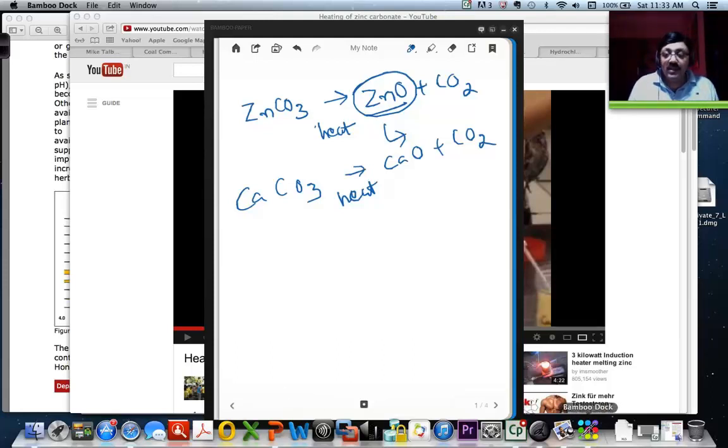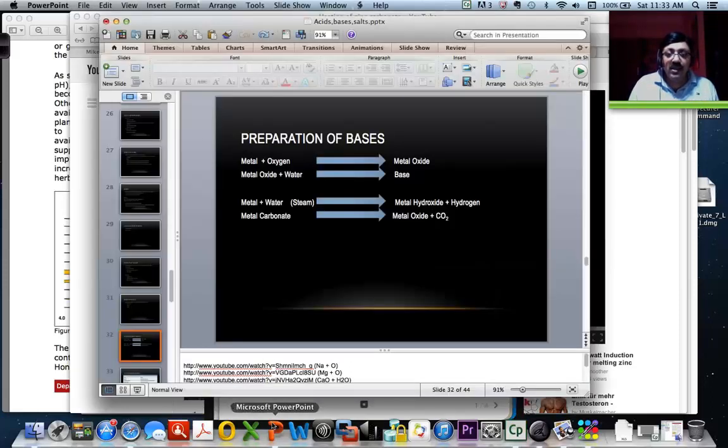Alright, now let us go back and look at the presentation and continue. So we have looked at all these, right? Metal reacting with oxygen to produce metal oxide. We saw sodium reacting with oxygen. The same thing can happen with potassium, and once you have the metal oxide, it can react with water to produce a base. We have looked at sodium oxide, potassium oxide, and calcium oxide reacting with water to produce the corresponding hydroxide, and I also showed you videos of all these, right?